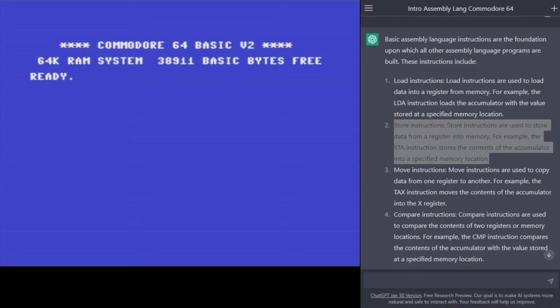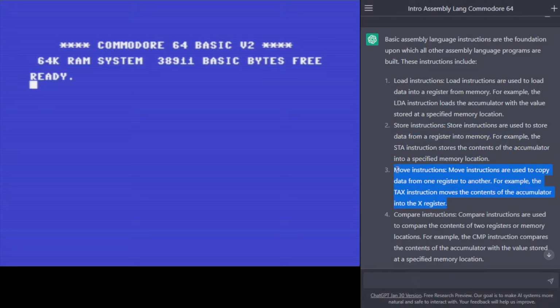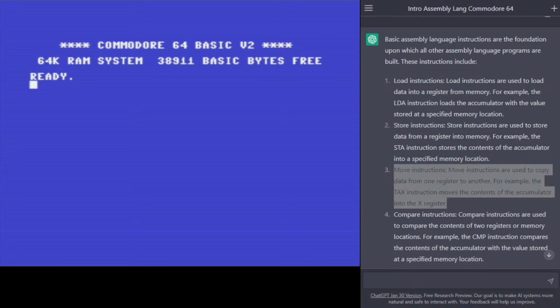Store instructions. Store instructions are used to store data from a register into memory. For example, the STA instruction stores the contents of the accumulator into a specified memory location. Move instructions. Move instructions are used to copy data from one register to another. For example, the TAX instruction moves the contents of the accumulator into the X register. Okay.